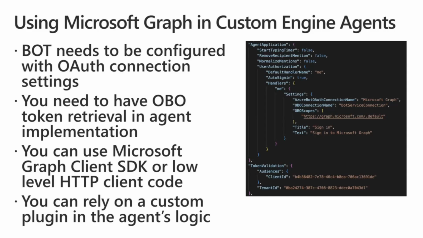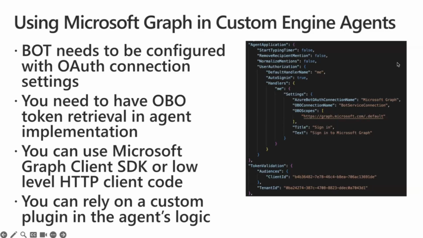So now, when it comes to building custom engine agents with Pro Code and with Visual Studio Code and .NET, in this specific scenario, you can rely on Microsoft Graph simply by configuring your agent to be able to work with Microsoft Graph and to get an access token on behalf of the currently connected user.